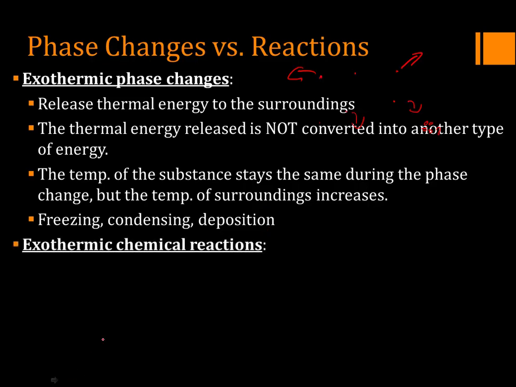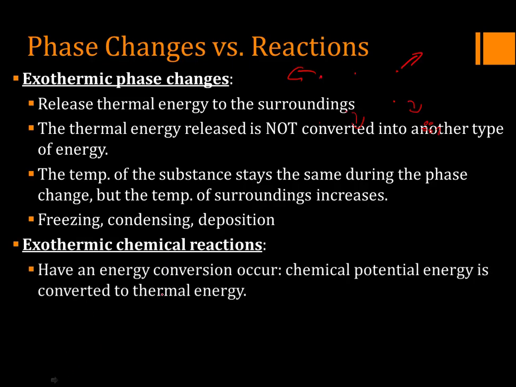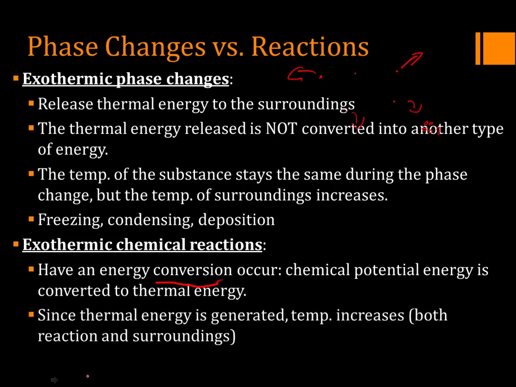Endothermic phase changes, exothermic chemical reactions are different. They do release energy to the surroundings, but it's not energy from the particles, it's energy from the chemical bonds. So when energy conversion occurs, chemical potential energy is converted into thermal energy, that energy is released to the surroundings, increasing the temperature. Explosions happen and are an example of an exothermic chemical reaction. Burning is an example of an exothermic chemical reaction.